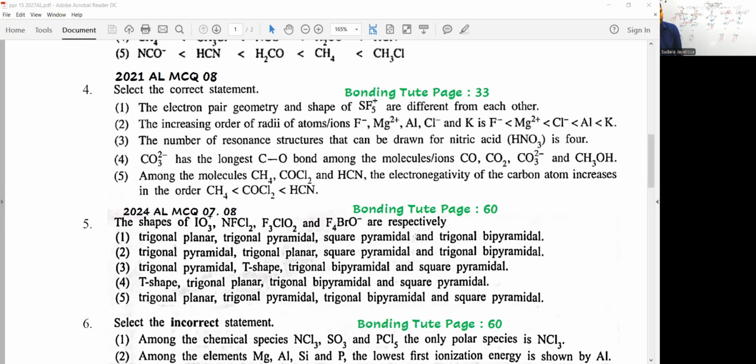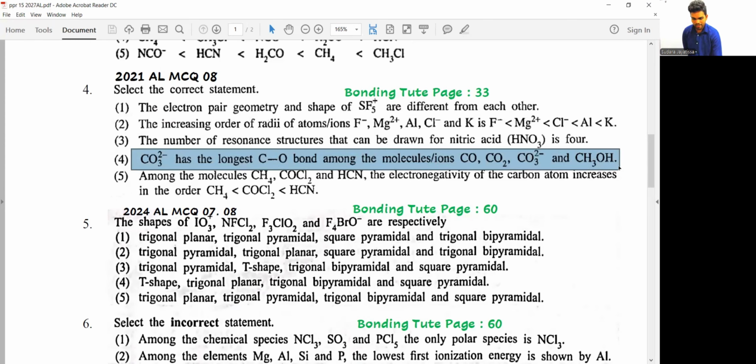Right, and take the fourth question. It is from 2021 A level, and it's a mixed question, so it's a good one to study. So what is the correct statement? If you select the fourth one, that means you have come a little bit closer, but you haven't seen the last molecule, this one. So that's why.